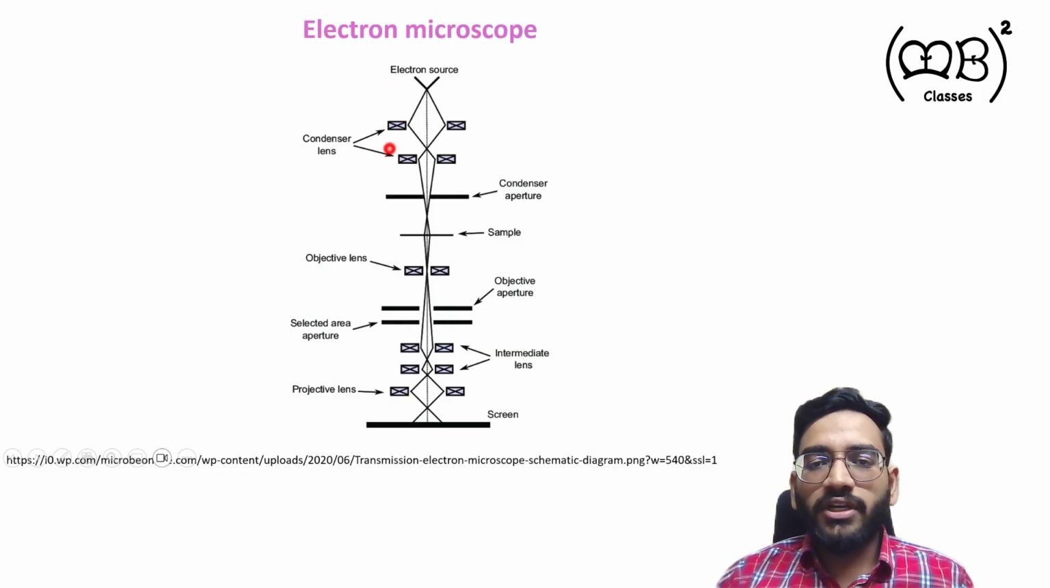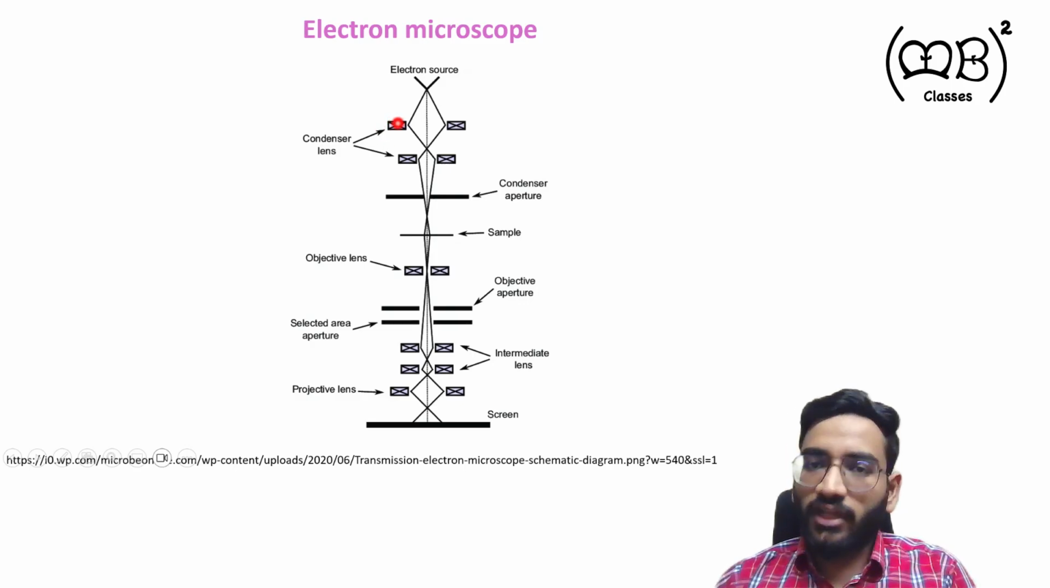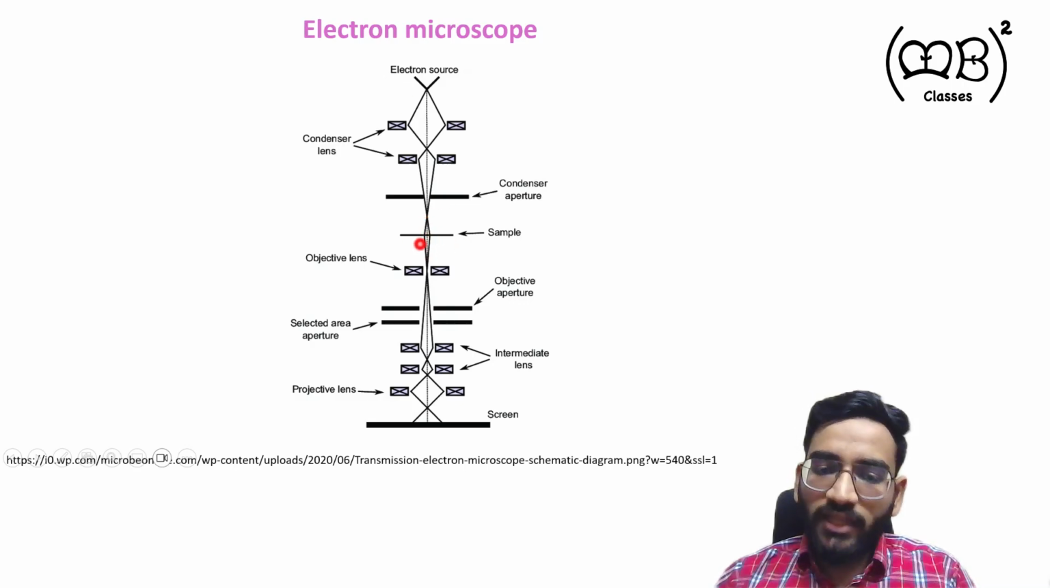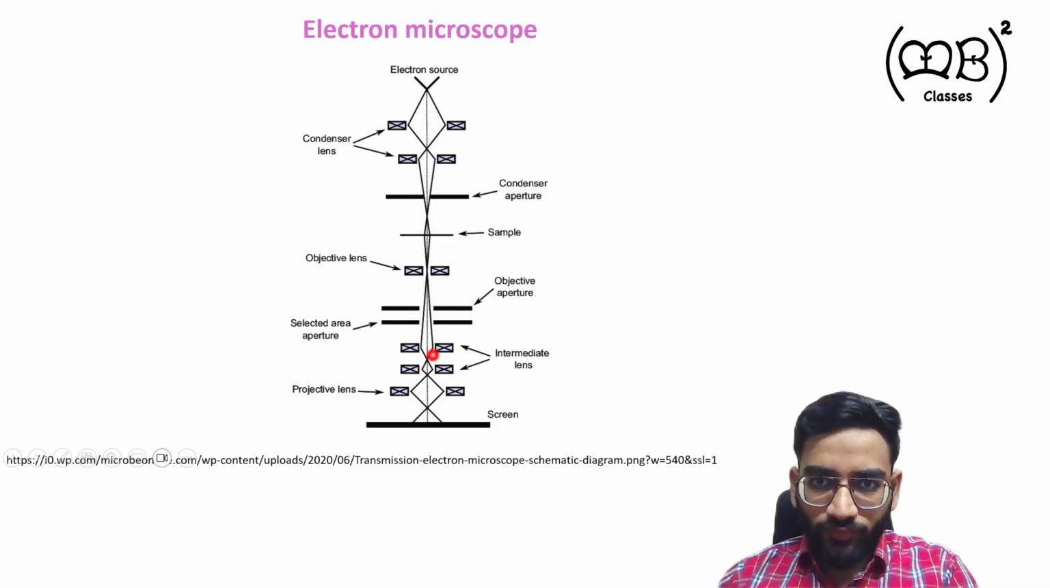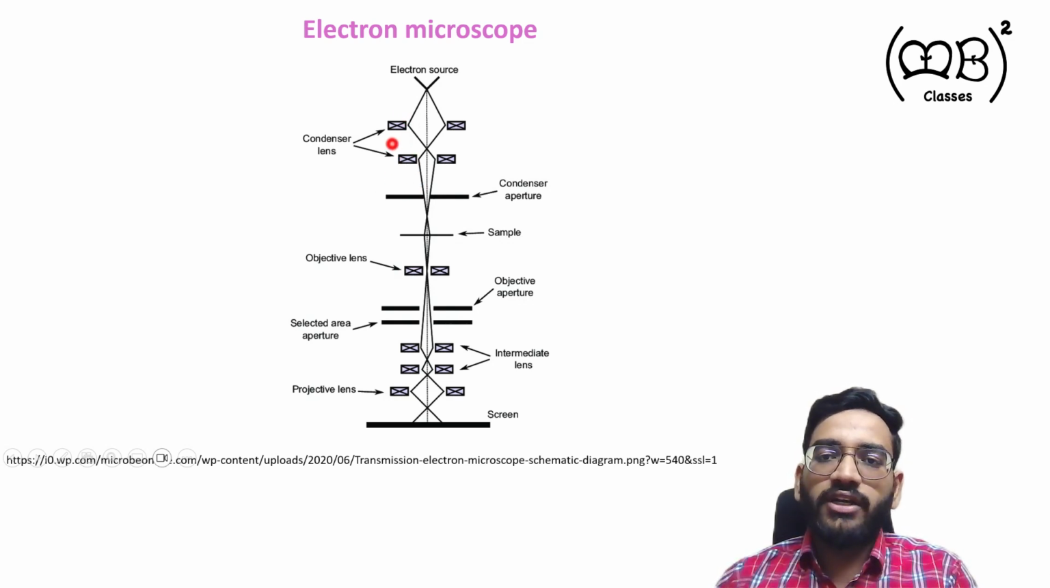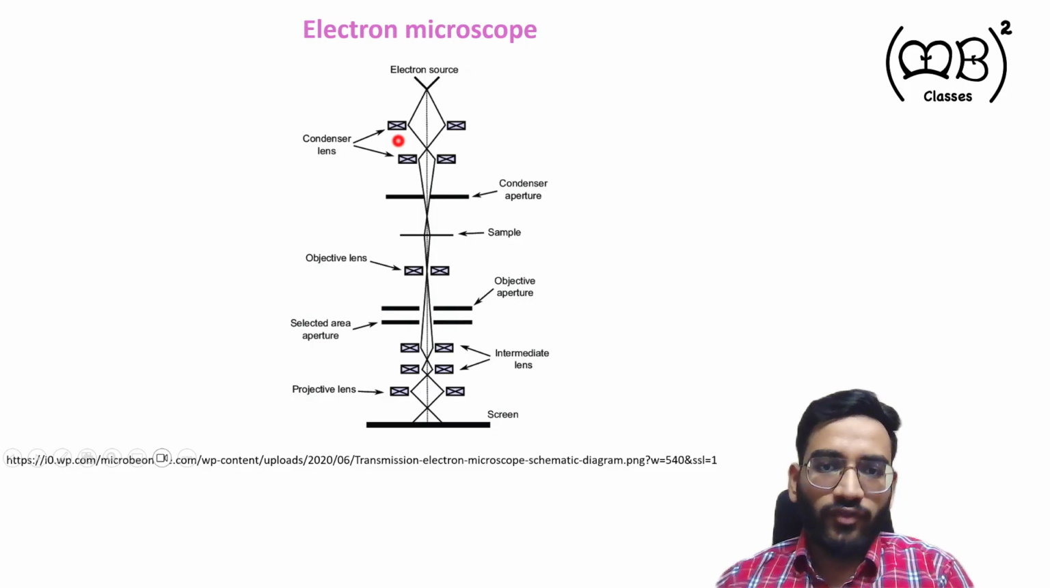So these electromagnetic coils will generate an electromagnetic field which will deflect the electrons coming from the source and make them incident on the specimen or the sample, and then it will also make the path so that the electron can go on and can be detected on the screen. So these are just the electromagnets, which create an electromagnetic field. That is how an electron microscope works.